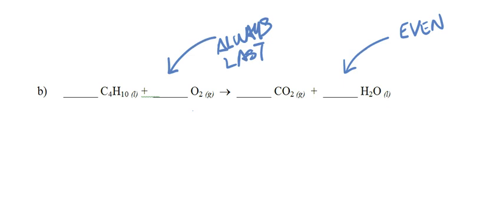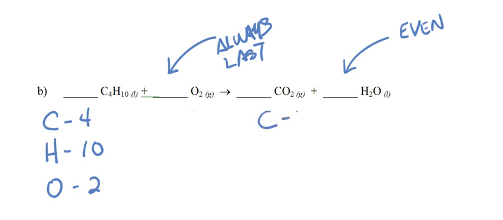Pretty cool. All right. So let's write down what we know. So we have carbon, we have 4 of those. Hydrogen, we have 10 of those. Oxygen, we have 2 of those. On the right side, we have 1 carbon, 2 hydrogen, and oxygen, we have 3. Okay, so on the inventory method, I want to count up all those same type of atoms on each side.